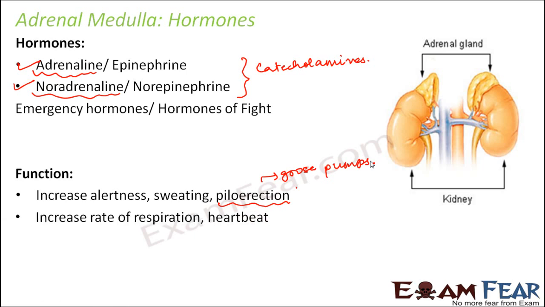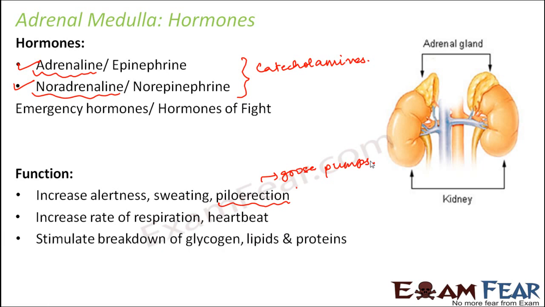Now, it increases the rate of respiration and heartbeat during emergency situations to cope with that situation. You would have seen that sometimes when somebody is very afraid of something, suddenly you see something and you get very afraid. What happens? You tend to breathe fast so that you are able to provide more oxygen to different cells of your body. So in order to cope with that situation, these kinds of behaviors which help you to handle the emergency situations are controlled by the adrenal medulla hormones.